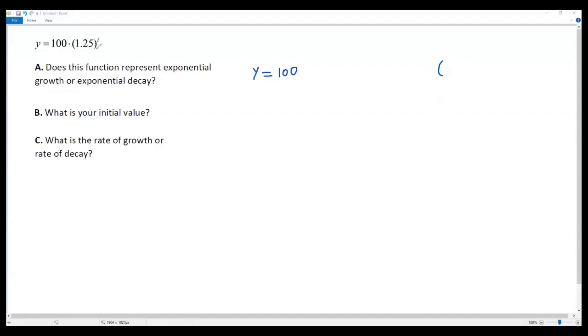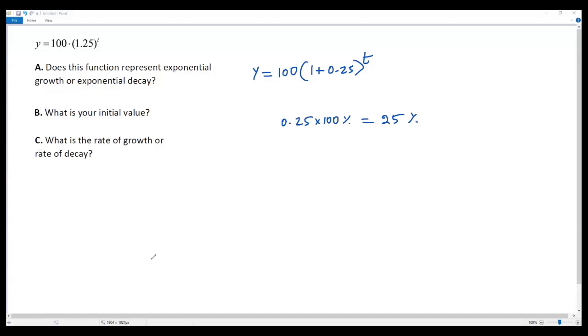But in our function, the value of b is greater than 1, so it's exponential growth. This 1.25 should be written in the form of 1 plus 0.25, to the power of t. Here, what value is added to 1 inside the parenthesis? 0.25. Now multiply that 0.25 by 100 to convert it to a percentage. 0.25 times 100 is 25%. We have already decided it is exponential growth, so our rate of growth is 25%. This is the answer for part C.